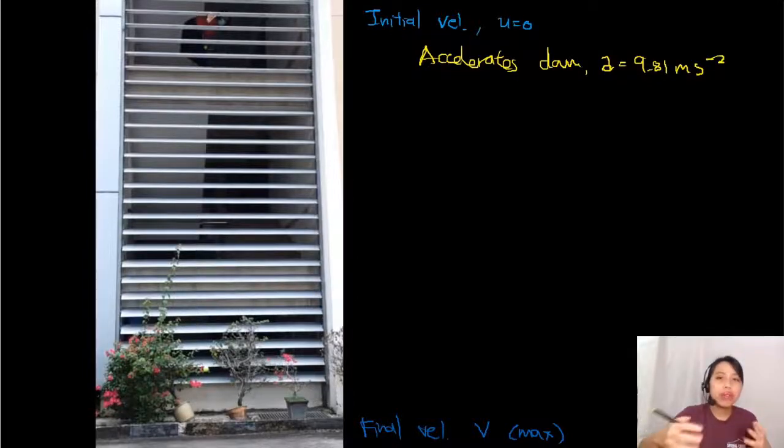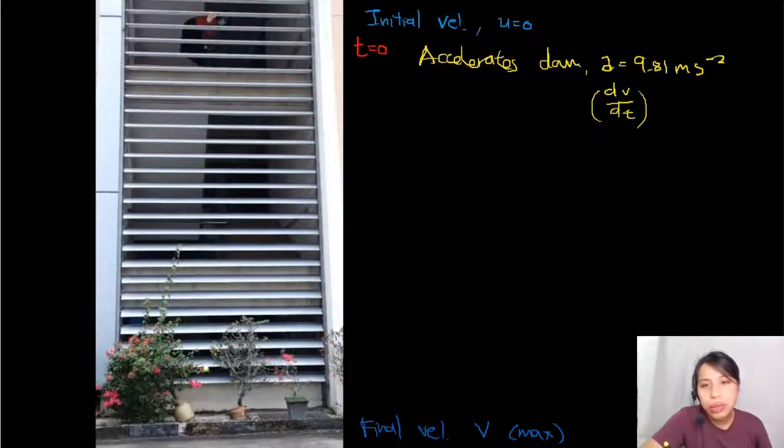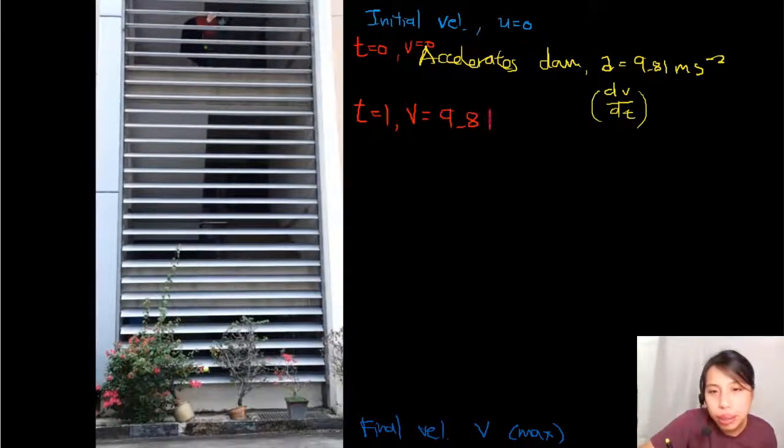Acceleration is the rate of change of velocity. Well, we can also write this as dv/dt, the rate of change of velocity. That means every second the ball is moving 9.81 meters per second faster. What does that mean? Okay, I show you an example. Let's say at the initial time, t equals 0, the initial velocity u is 0. Then 1 second later, what will the velocity be? Ta-da! The velocity will be 9.81 meters per second.